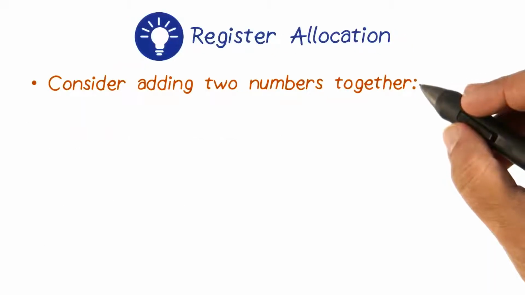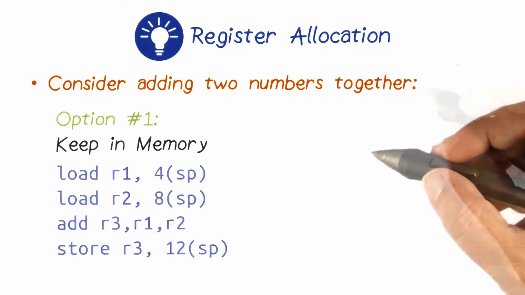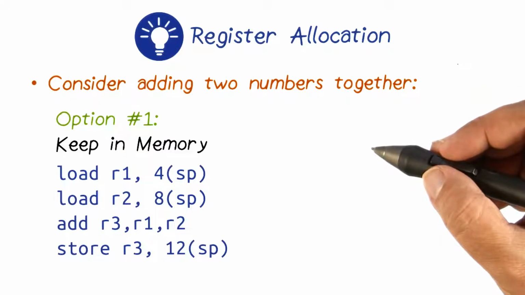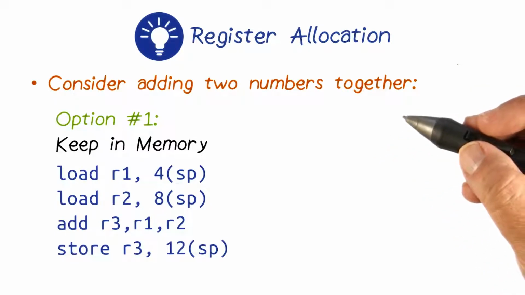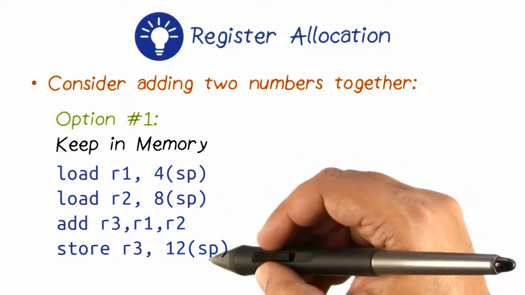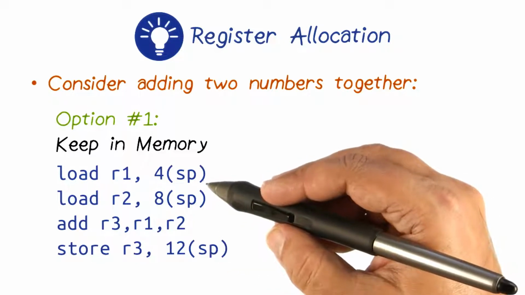Let us first motivate the importance of register allocation through a simple example. Consider the problem of adding two numbers together. We have two options. First is, if we decide to keep these numbers in memory, here is how the assembly code would look. Let us look at this code and understand what it is doing.